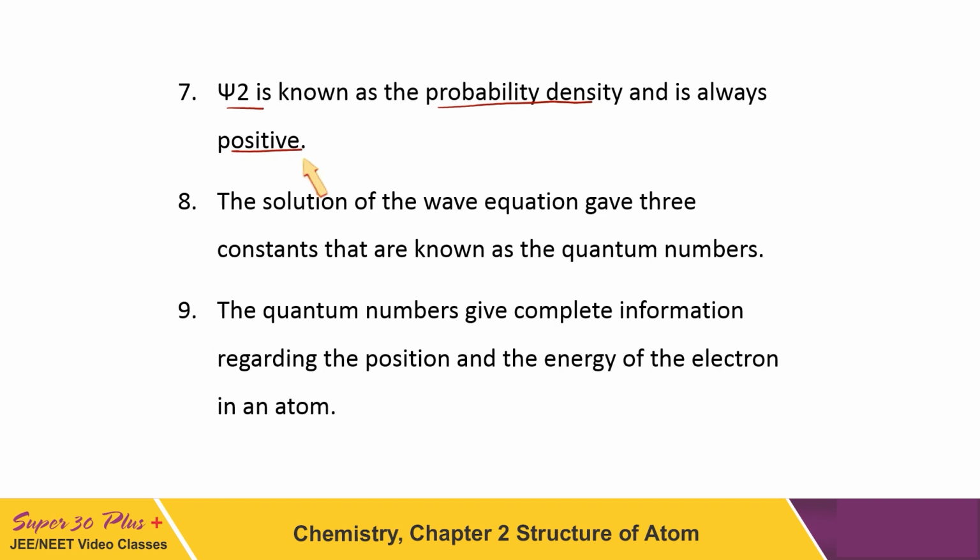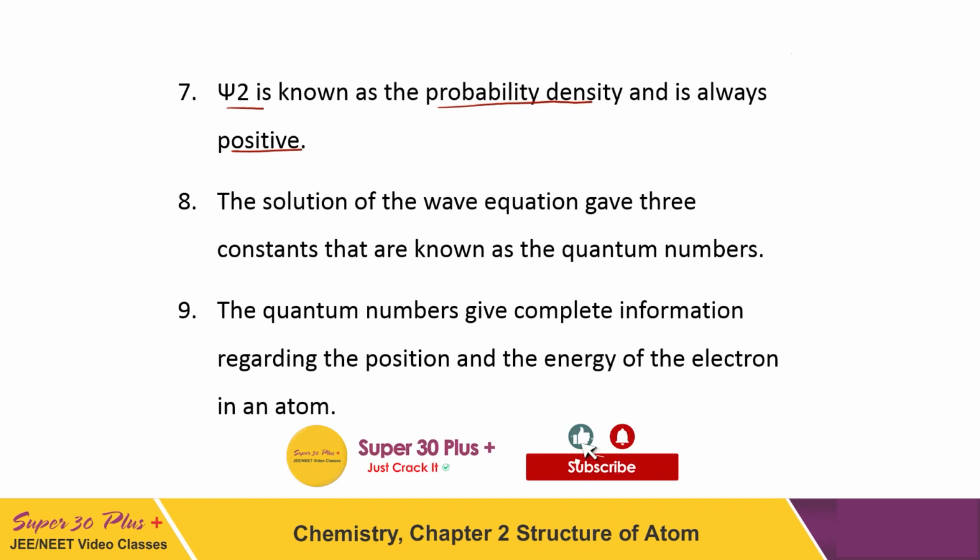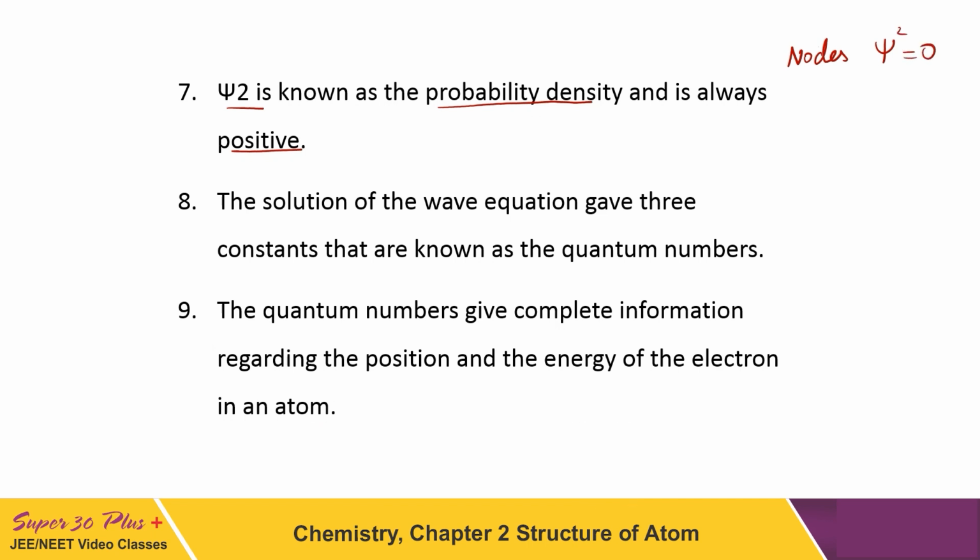In the coming classes, I'll tell you about the nodes. Nodes are those places where electron is never found, so where the probability of finding electron is absolutely 0. Those are called nodes. So for nodes, the value of psi square is absolutely 0. And psi square is maximum for orbitals, because the probability of finding electron is maximum for orbitals.